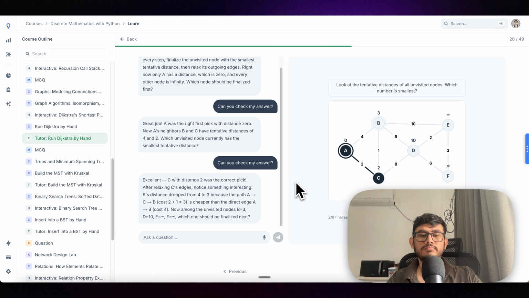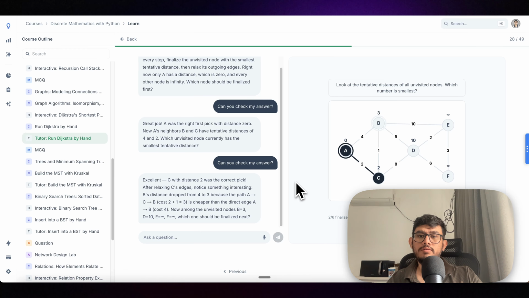Great pick. C with distance 2 is correct. Notice that B dropped to 3 because going through C was cheaper than the direct edge from A. Now, among the remaining unvisited nodes, which has the smallest tentative distance?